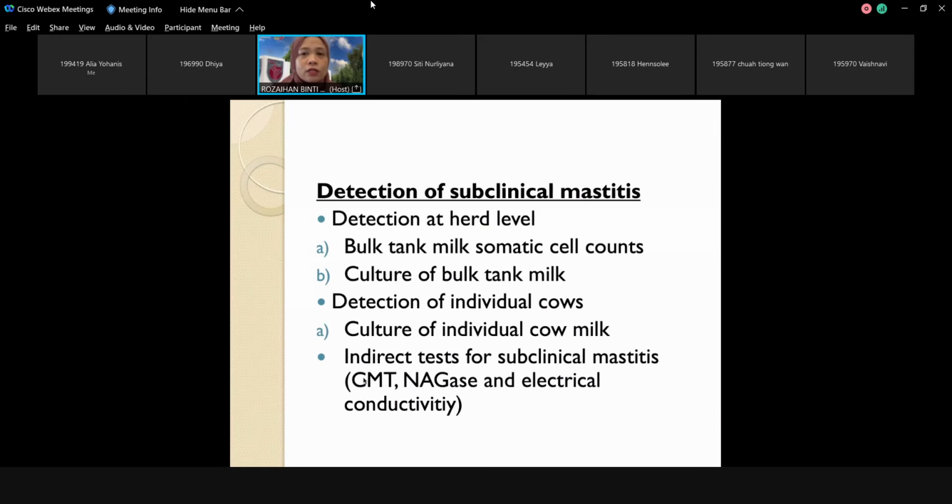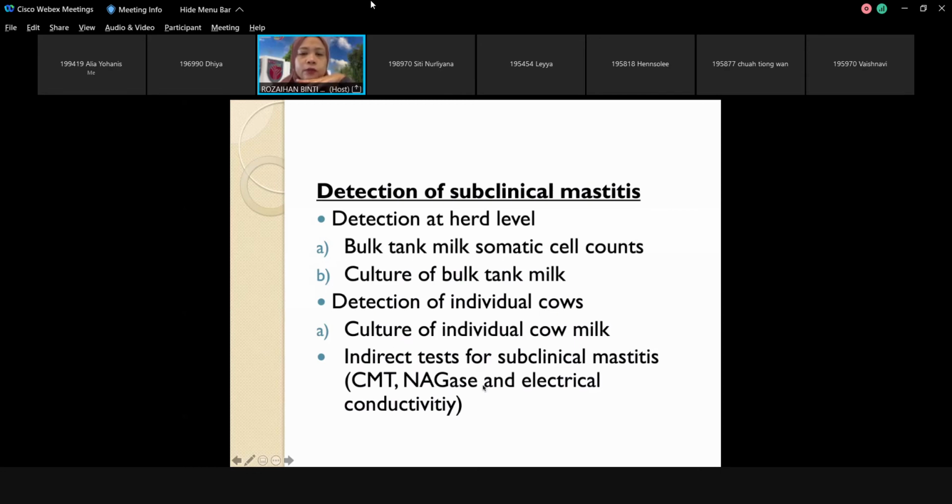But if you notice that the animals are already having clinical signs, you don't have to do CMT. CMT is only meant for subclinical mastitis. For example, if the farmer complains to you that my cow is not producing as much milk as before, and that's the only complaint, and when you do your physical examination, there's nothing wrong. There's no swelling, the animal seems perfect. Then only you can proceed with CMT, and that can tell you whether the animal is having subclinical mastitis or not.